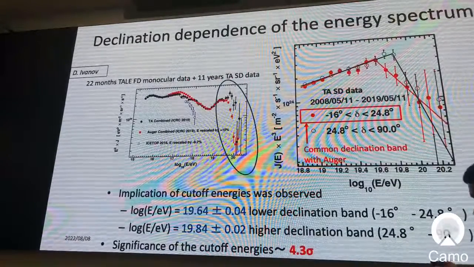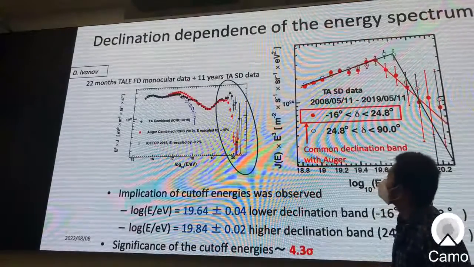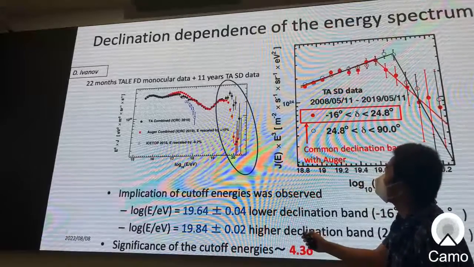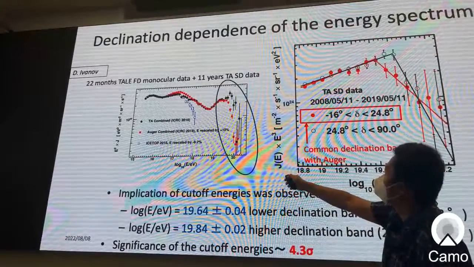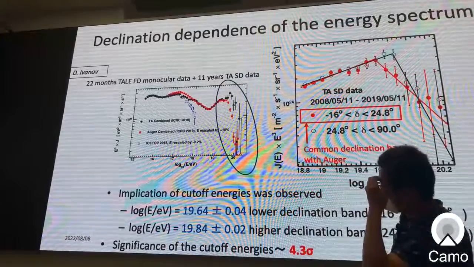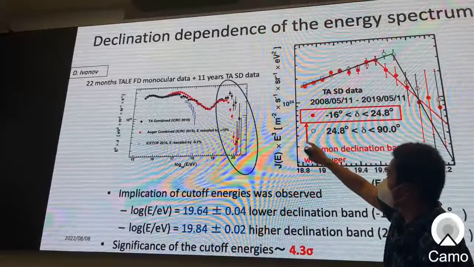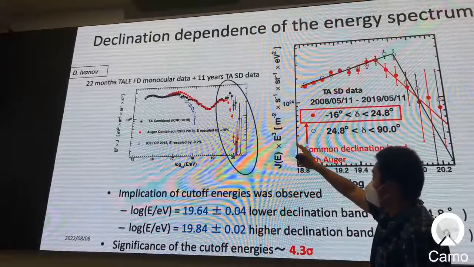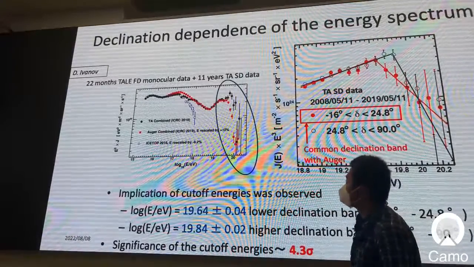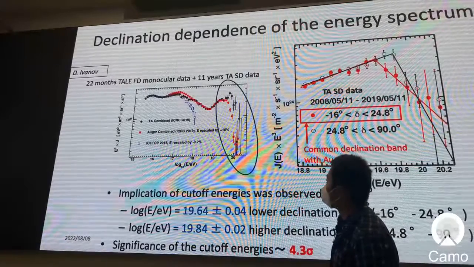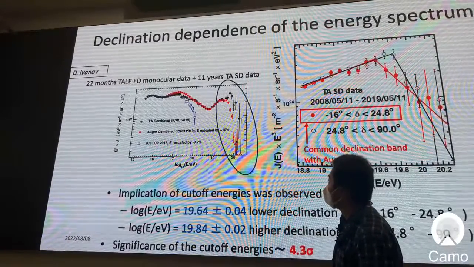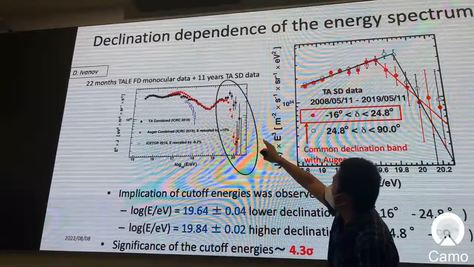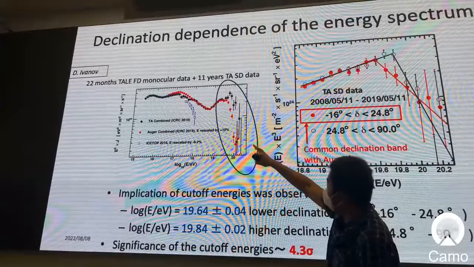And we compared this result with other experiments. This is a comparison with Auger results, and energy is rescaled by 10% because there's a systematic uncertainty of energy, and this rescaling of 10% is within the systematic uncertainty.